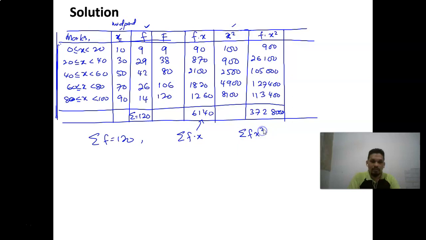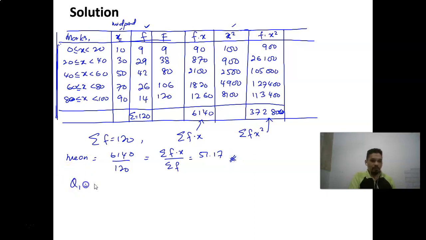So summation of f is 120, summation of fx is 6140, and summation of fx squared is 372,800, as you see here. Now the mean equals 6140 divided by 120, or summation of fx divided by summation of f. And 6140 divided by 120 is 51.17.